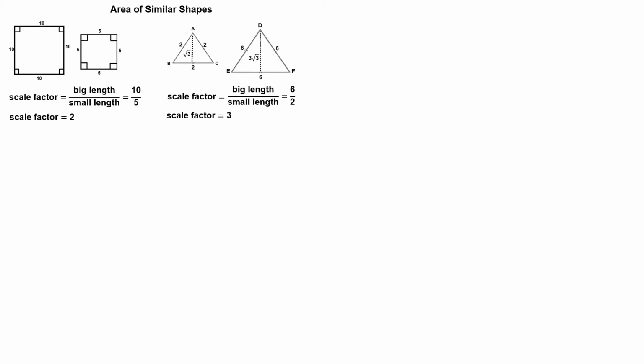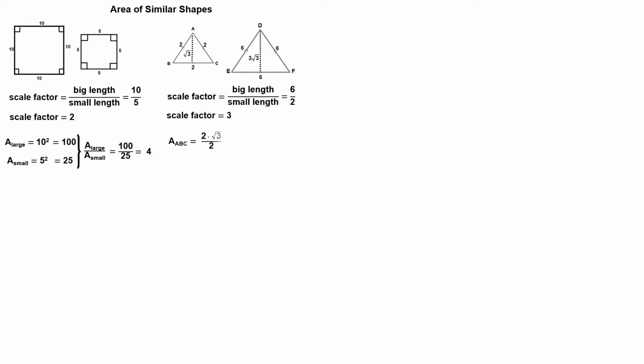So far there is nothing new, but let's calculate the square areas and the triangle areas. The area of the larger square is 100 centimeters squared. The area of the smaller square is 25 centimeters squared. The ratio of the areas of these squares is 4. It means that the area of the larger square is 4 times larger than the area of the smaller square.